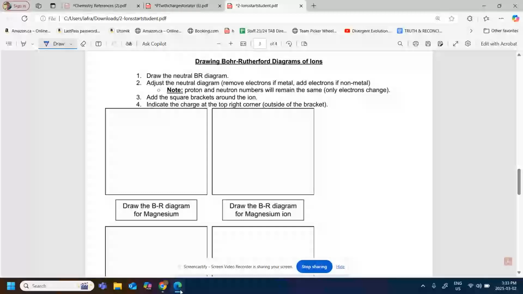In this video, we're going to take up the drawings of Bohr-Rutherford diagrams for the ions of magnesium and fluorine. So first, you draw the regular one. We're going to start with magnesium. We're going to draw the Bohr-Rutherford diagram for magnesium.